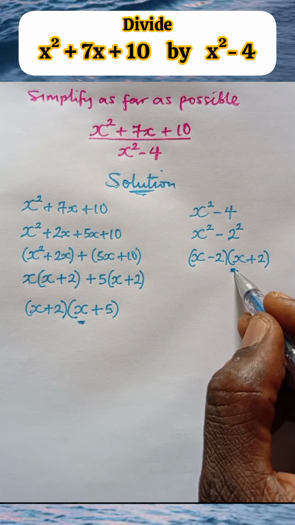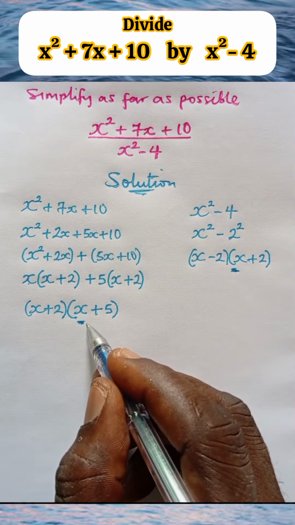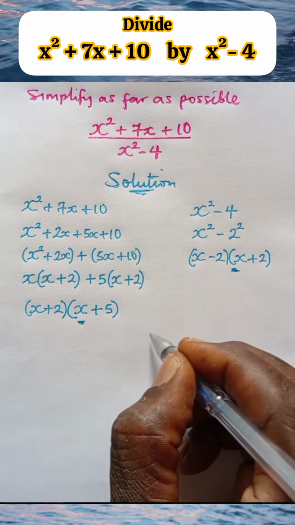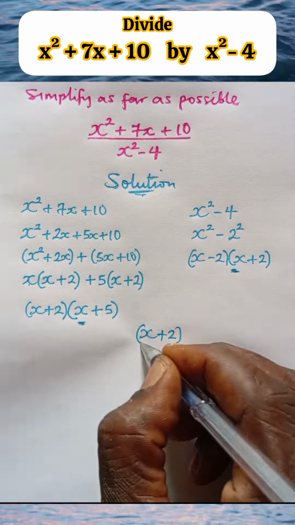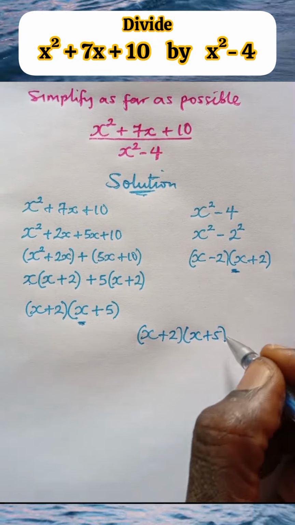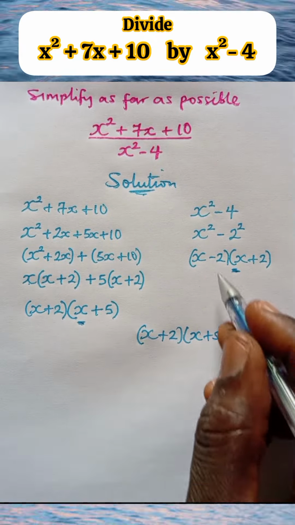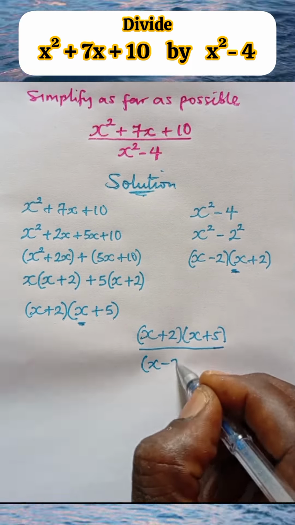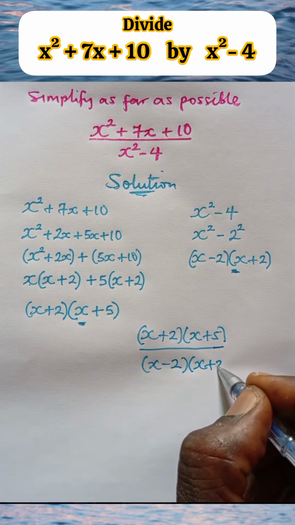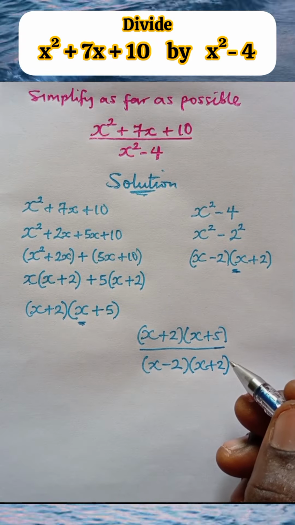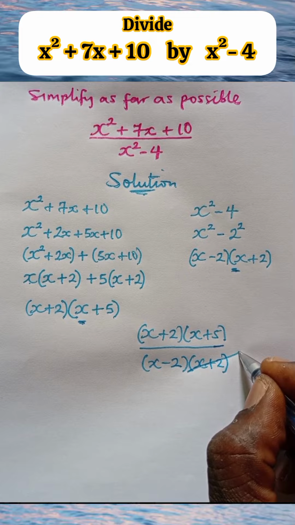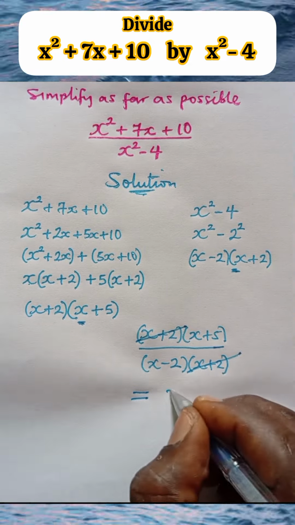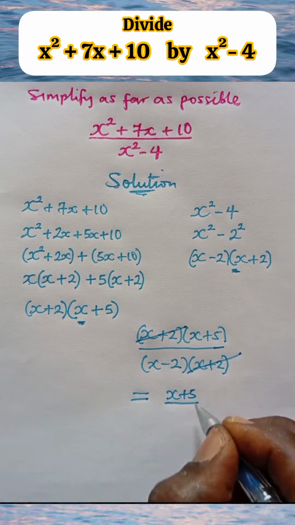So now that we have got the factors of the denominator and numerator, we can now bring them together and do the division. So we have the numerator factors as x plus 2 in bracket x plus 5. This is the factor of the numerator. We are going to divide it by that of the denominator, all over x minus 2 in bracket x plus 2. Here what happens? We simply strike out this x plus 2 and our answer becomes x plus 5 all over x minus 2.